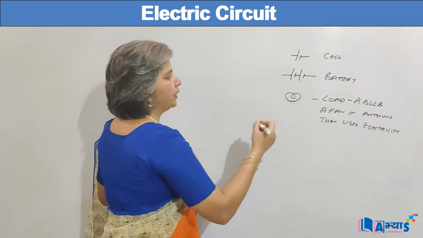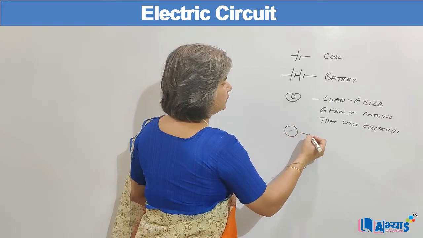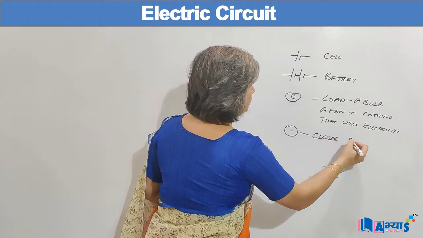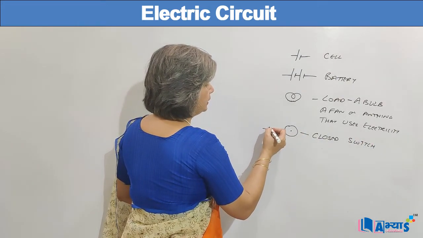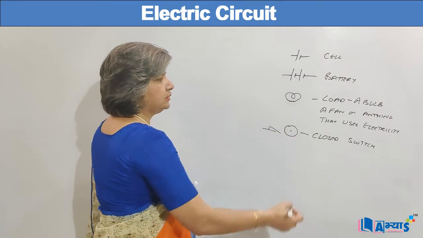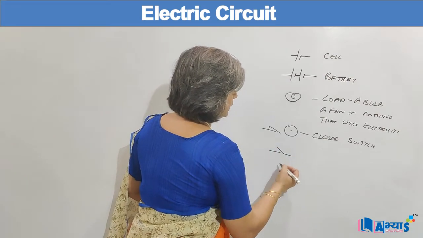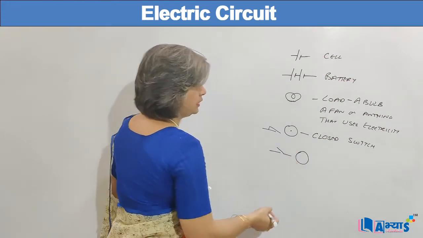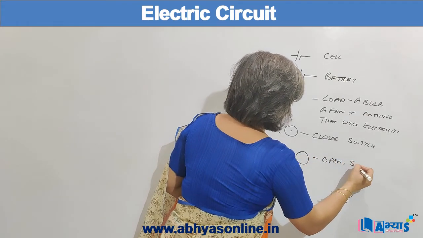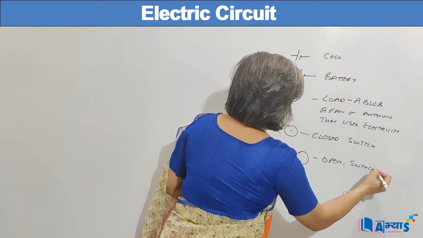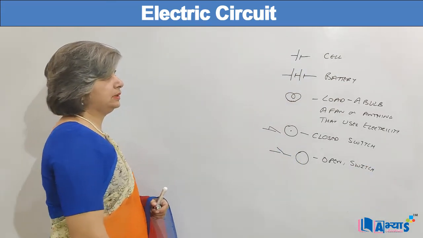Then we have a switch. A switch can be shown like this with a dot. This is a closed switch. Or sometimes it is shown like this. Both are the symbols for the closed switch, and in the case of open switch, the symbol is like this, or we can have just a circle with no dot. It is an open switch. So these are the various components.